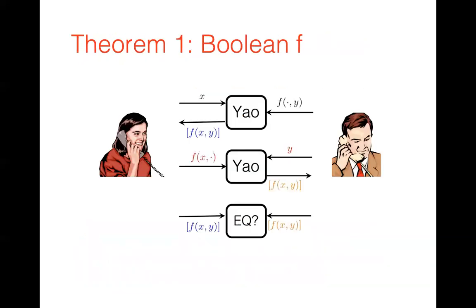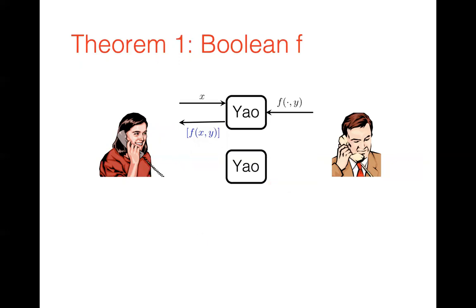So let's talk about the first result. Here we extend the result of Mohassel and Franklin, where we show that for a Boolean computation, we can get a complexity of garbled circuit on function F plus garbled circuit on function G. And this is how we change the protocol. First, the first execution is going to be the same. Alice and Bob are going to exchange a garbled circuit for the function F and try to compute it.